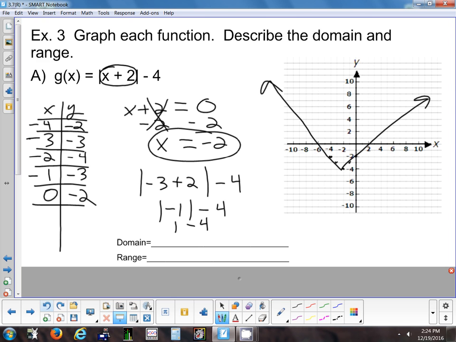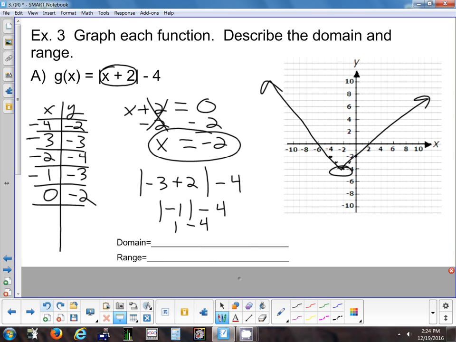Okay, quick vocabulary review. What is that point called? Vertex? What's that point called? Your y-intercept. Very good. It's my y-intercept.